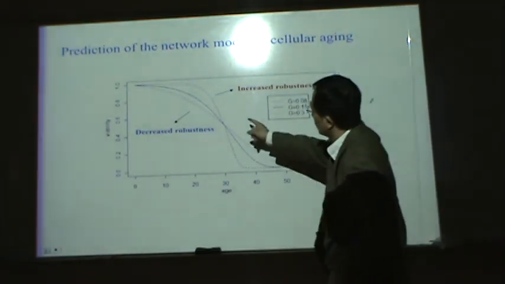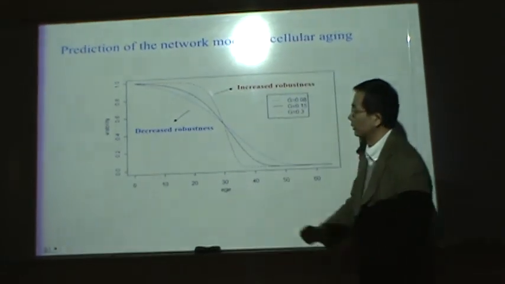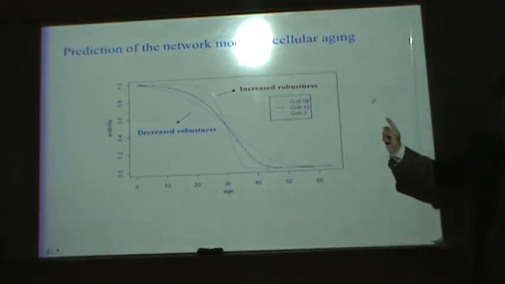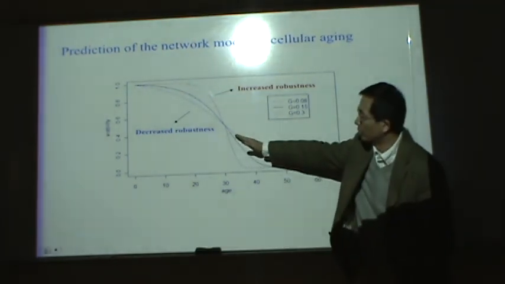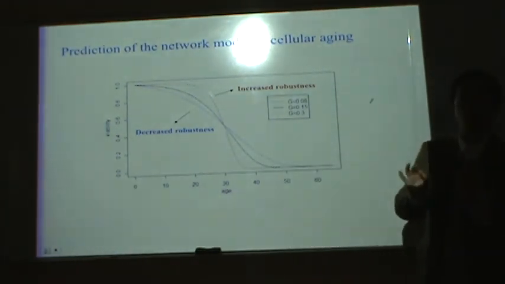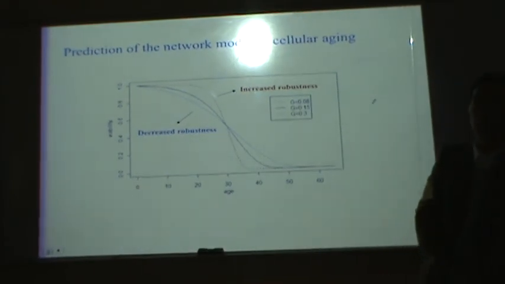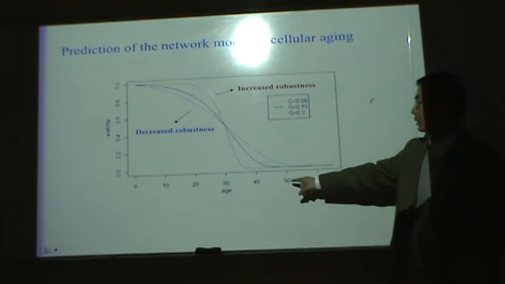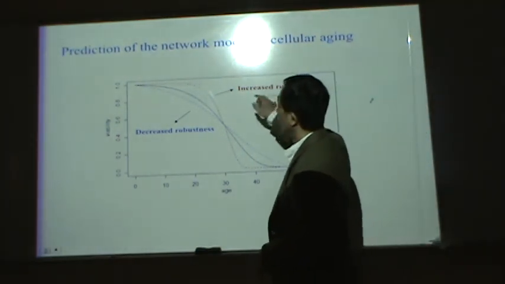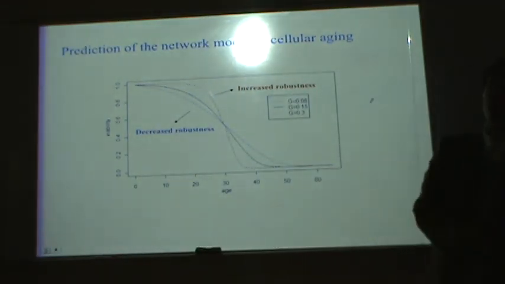But the model basically predicts this: if the network robustness increases, the drop of the viability is going to be very sharp. If the drop of viability becomes sharp, if you take the slope, that value is going to be large. Right? If the drop of viability becomes gradual, the slope of that change will also be smaller. The rate of aging will be smaller. Basically, say the more robust the gene network is, the faster is the rate of aging. And since the initial mortality rate and the rate of aging are negatively correlated, an increase of robustness gives you a smaller initial mortality rate, and a decrease of robustness gives you a larger initial mortality rate. And that's the prediction of the model.